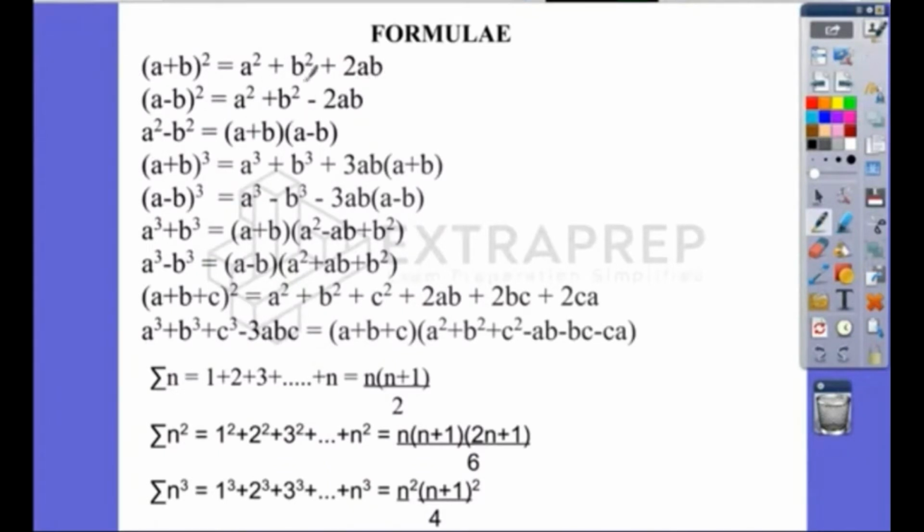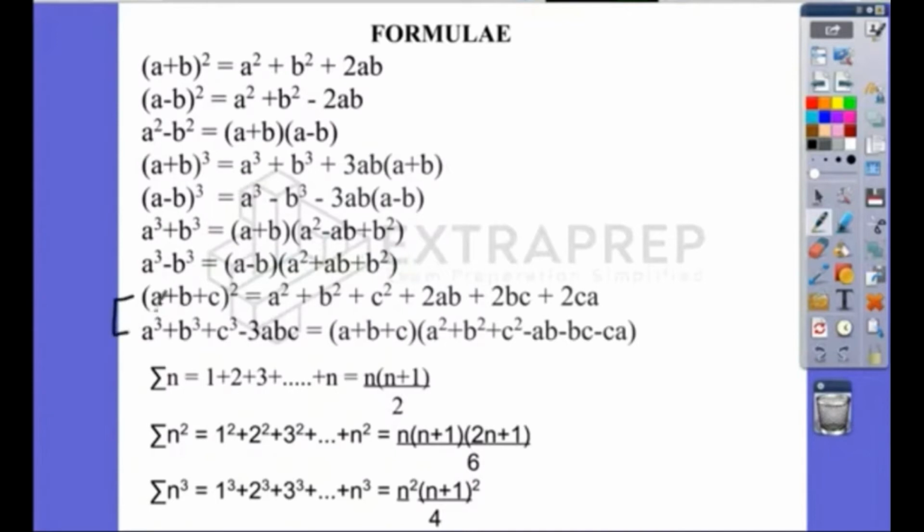A plus b whole square is a square plus b square plus 2ab. A minus b whole square is a square plus b square minus 2ab. A square minus b square is a plus b into a minus b. A plus b whole cube is a cube plus b cube plus 3ab into a plus b. Everything is plus. A minus b whole cube is a cube minus b cube minus 3ab into a minus b. Everything is minus. A cube plus b cube is a plus b into a square minus ab plus b square. A cube minus b cube will be a minus b into a square plus ab plus b square.